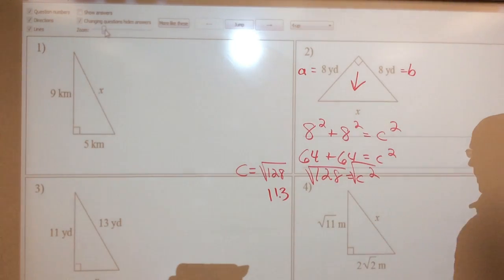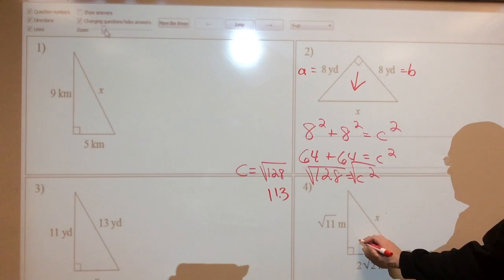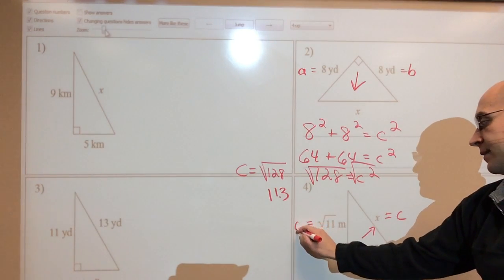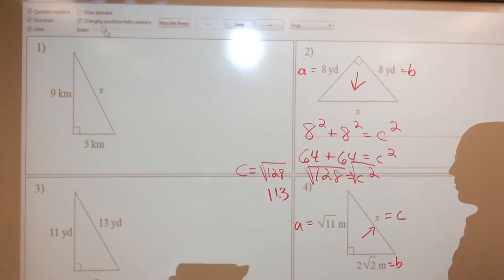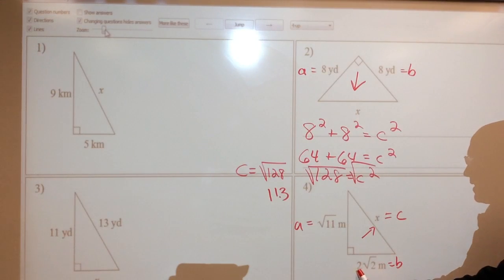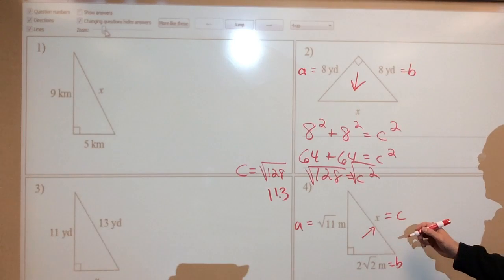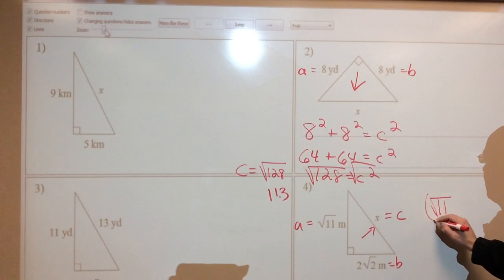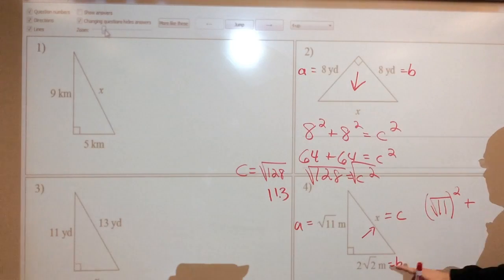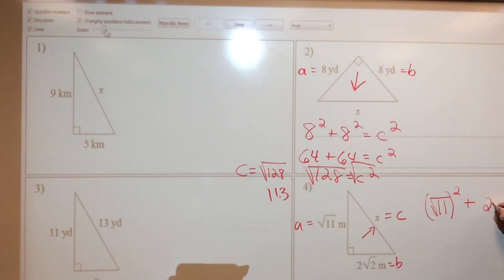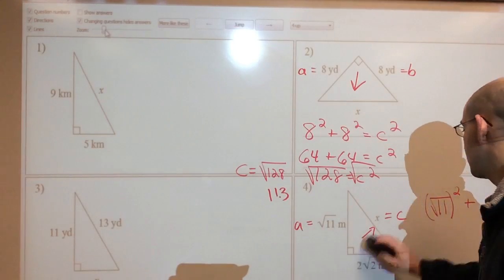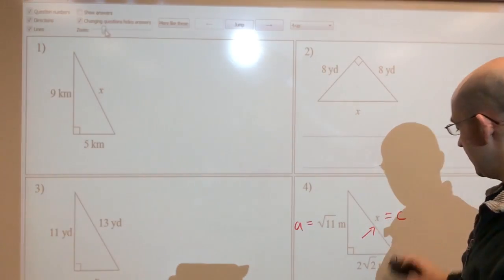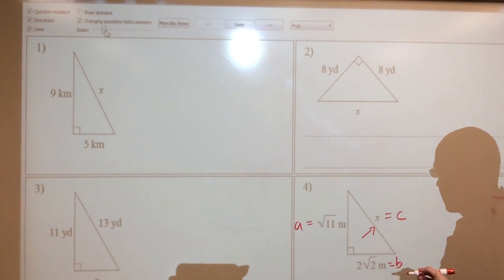Next one, let's go here. Again, the right angle is pointing towards it, so this is C. This can be A, and this can be B. If you switched it, it's not a problem. Reason I want to do this is because I have something here that looks a little bit weird. So I'm still going to write the square root of 11, but I have to square that. Plus b, which is 2 root 2, and I think I'm going off camera, so let me go ahead and redo that. Just make sure you always are squaring these things, because that's going to make your life a lot easier.